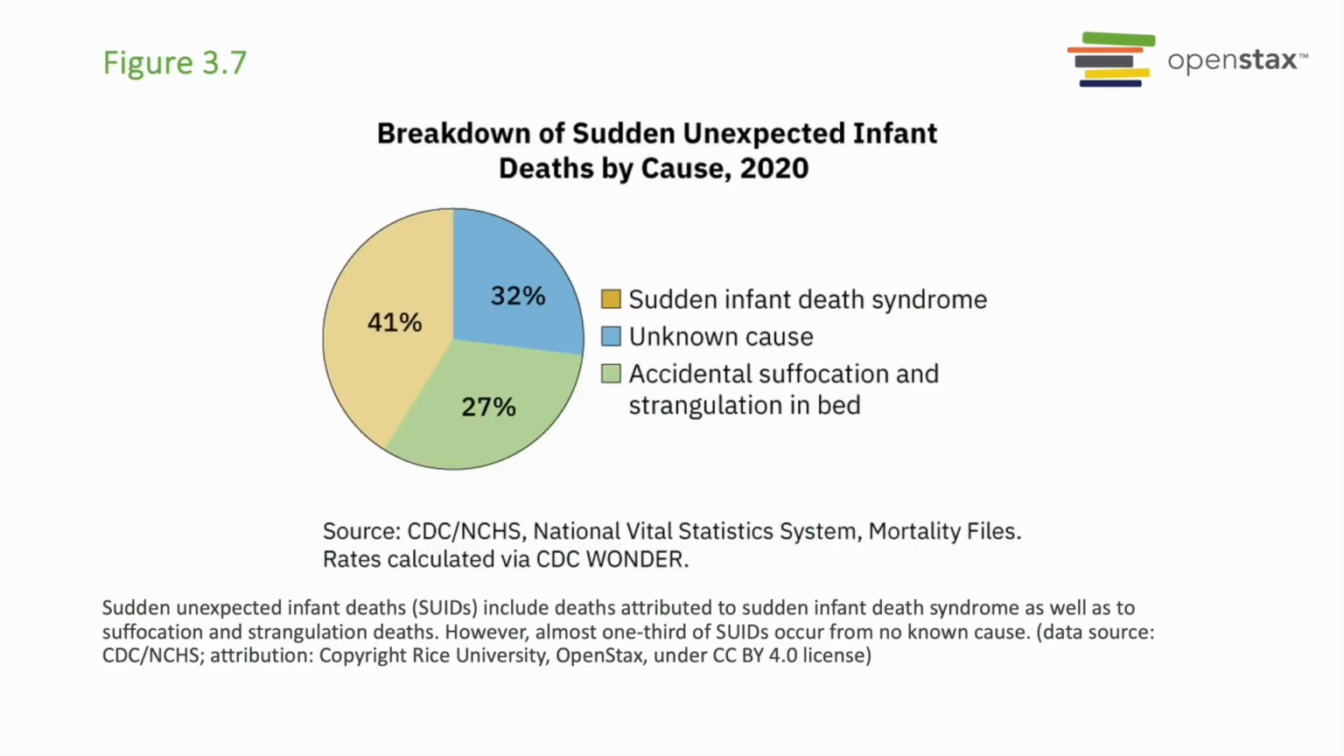Figure 3.7. Look at a breakdown of sudden, unexpected infant deaths by cause in 2020. 41% includes sudden infant death syndrome, or SIDS for short. 32% is an unknown cause, and then 27% is accidental suffocation and strangulation in bed. Sudden unexpected infant deaths, or SUIDs, include deaths attributed to sudden infant death syndrome, as well as the suffocation and strangulation deaths. However, almost one-third of SUIDs occur from no known cause.